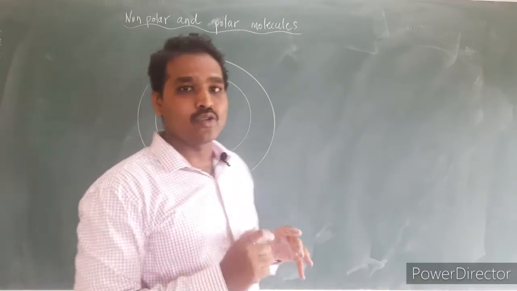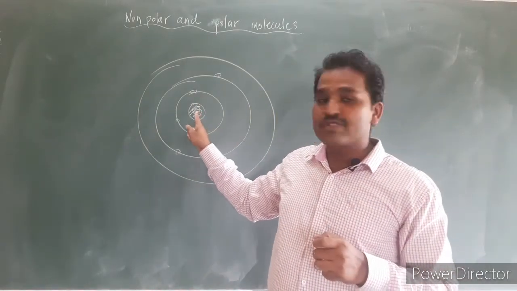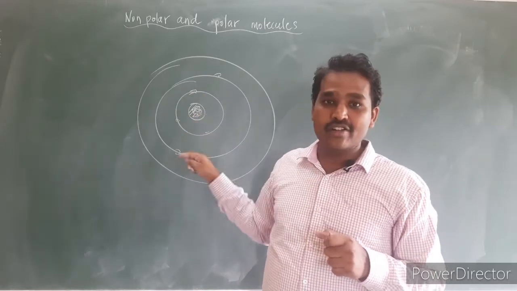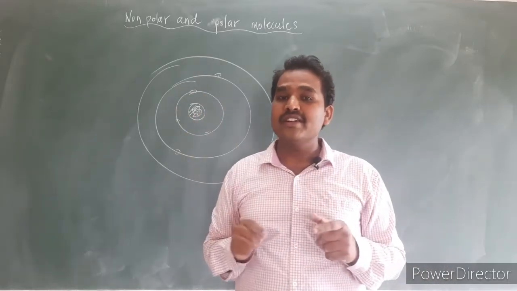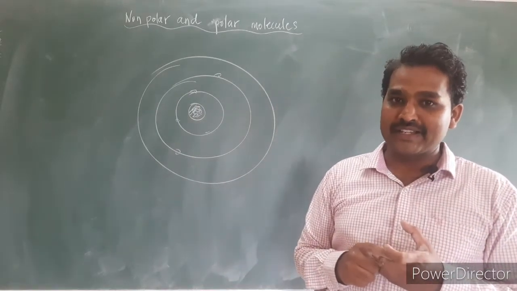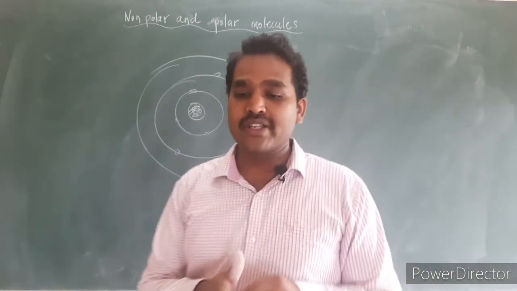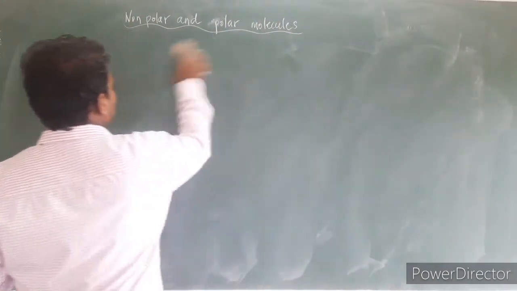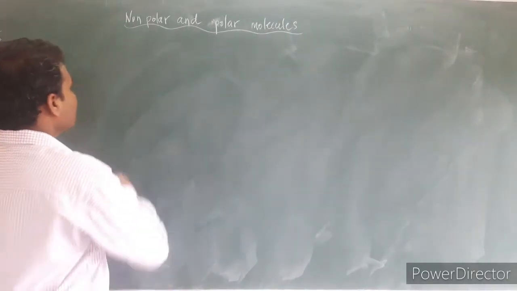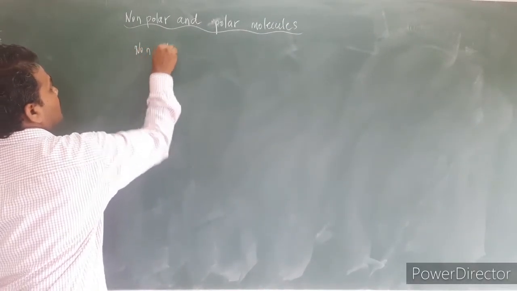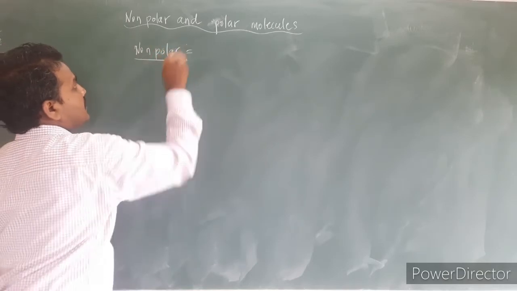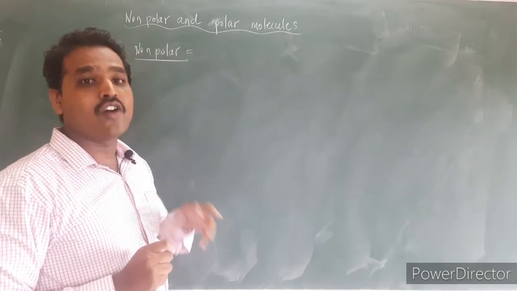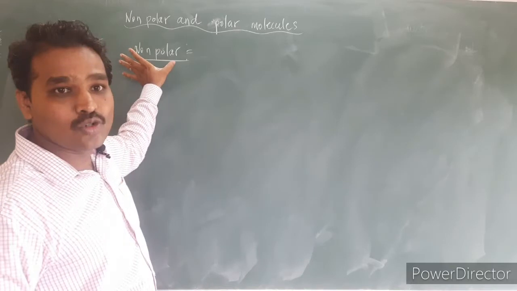In some molecules, the net centers of the positive charges and the negative charges, that is of the protons and the electrons, coincide with each other, but in some molecules they do not coincide. Depending on this property, we can classify molecules as non-polar and polar molecules. In non-polar molecules, what happens? The centers of the positive and the negative charges of the constituent atoms are coincident.